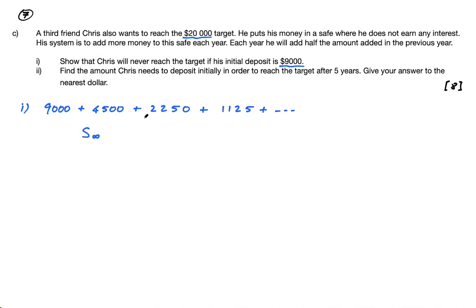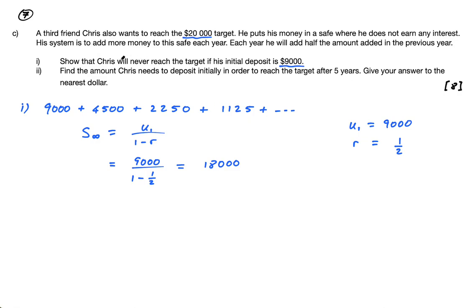It is a sum to infinity, but a sum to infinity of a geometric sequence. So the geometric sequence has U1, the first term, as 9,000. The common ratio, what are we doing to get to the next term? We're multiplying by a half. We're halving it. So r is equal to a half. The sum to infinity is U1 over 1 minus r. This is straight from the formula booklet. U1 is 9,000. 1 minus r is 1 minus a half. 9,000 over 1 minus a half is 18,000.